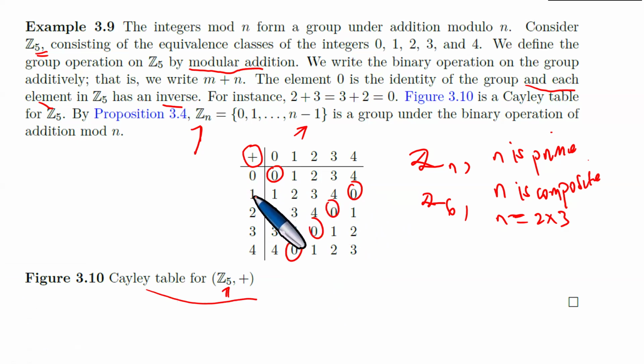The additive inverse of 1 is 4, because 1 plus 4 is 0. And the additive inverse of 2 is 3, because 2 plus 3 is 3 plus 2, which is 0. The additive inverse of 3 is 2, since 3 plus 2 is 0. The additive inverse of 4 is 1, since 4 plus 1 is 0. So this is the Cayley table for Z5 plus. We continue.